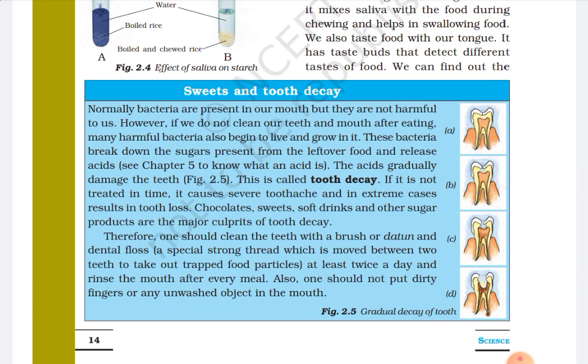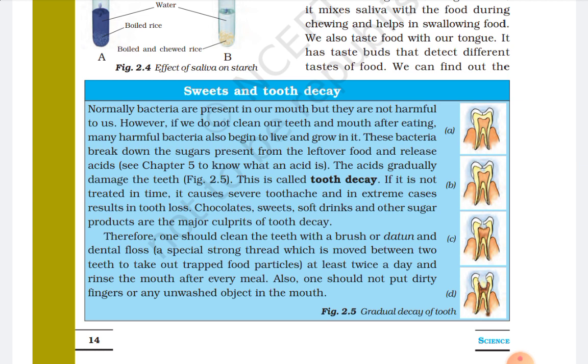See chapter 5 to know what an acid is. An acid is a substance which has an acidic nature, and these are very harmful to us. The acids gradually damage the teeth. This is called tooth decay. If it is not treated in time, it causes severe toothache and in extreme cases results in tooth loss. Chocolate, sweets, soft drinks and other sugar products are the major culprits of tooth decay.